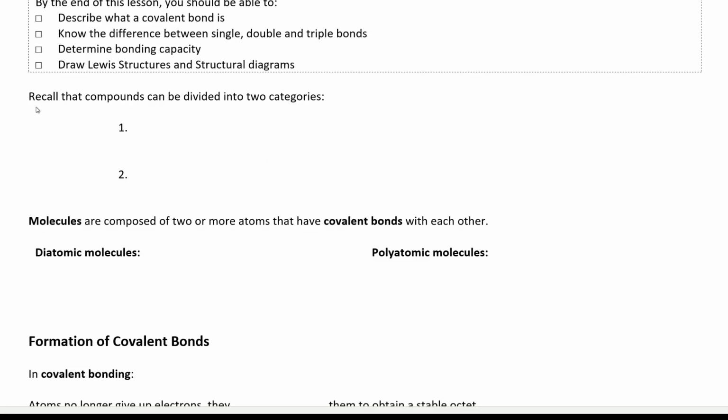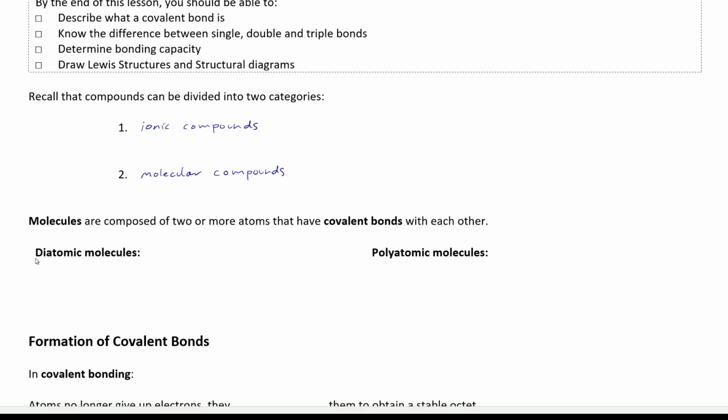Recall that compounds can be divided into two categories. So we can have ionic compounds. And remember, those are compounds where the bonds are formed from a positive ion and a negative ion. That force of attraction causes them to bond between the positive ion and the negative ion. And then there are molecular compounds. And molecular compounds, they don't have that transfer of electrons. What they do is they share their valence electrons to form a bond.